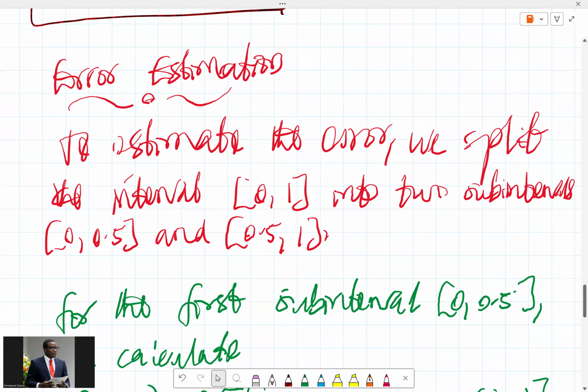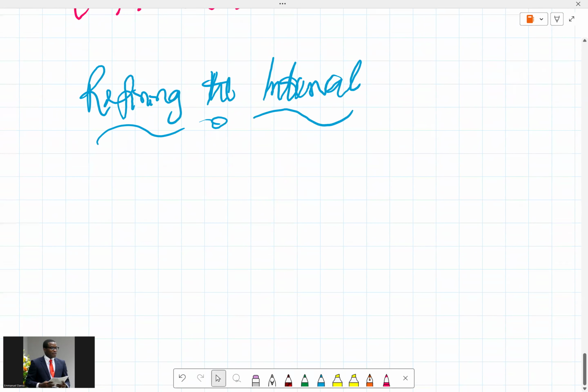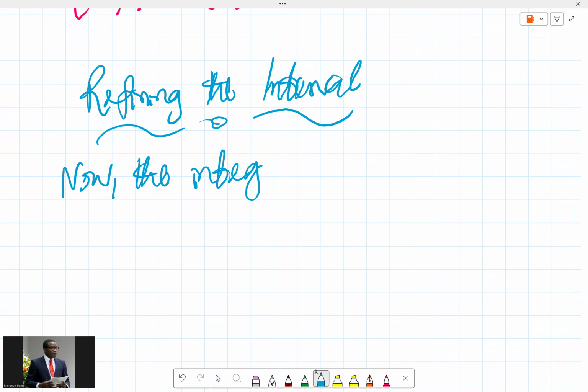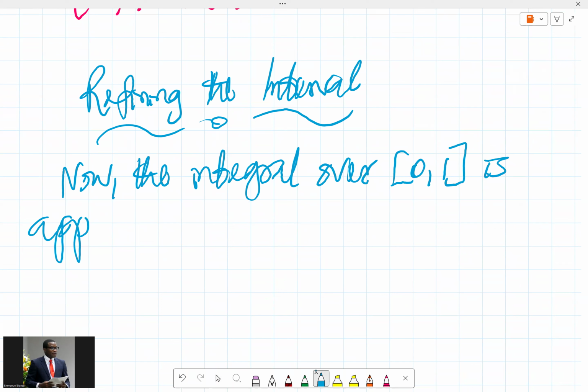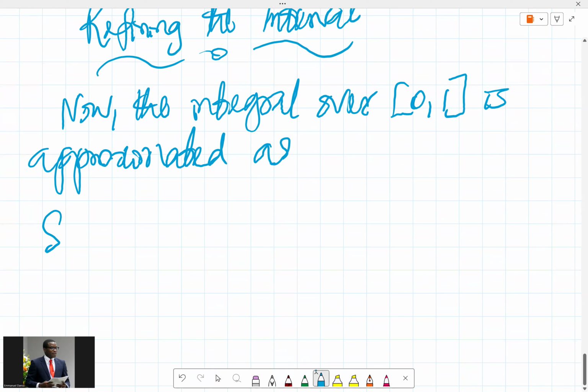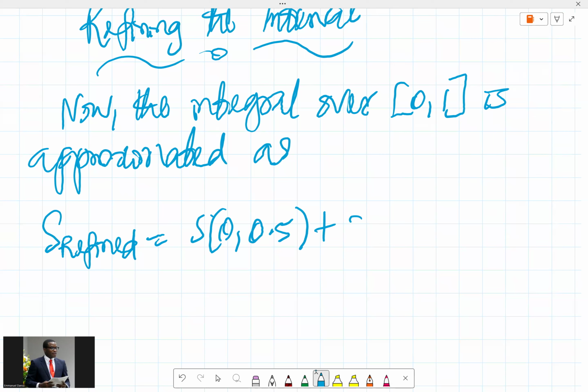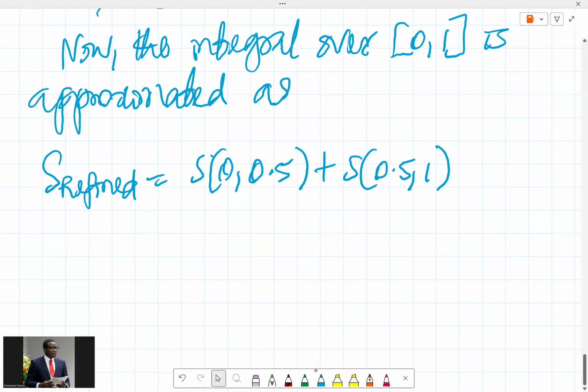Okay, we've talked about the error estimation. So I want to refine the interval. Now, the integral over 0, 1 is approximated as the refined S now. So S refined is equal to S(0, 0.5) plus S(0.5, 1). That's the refinement happening here.